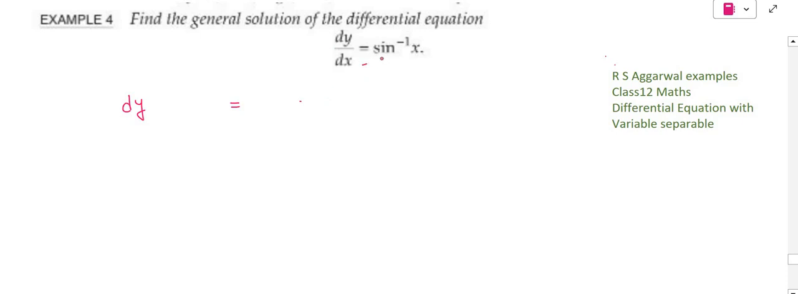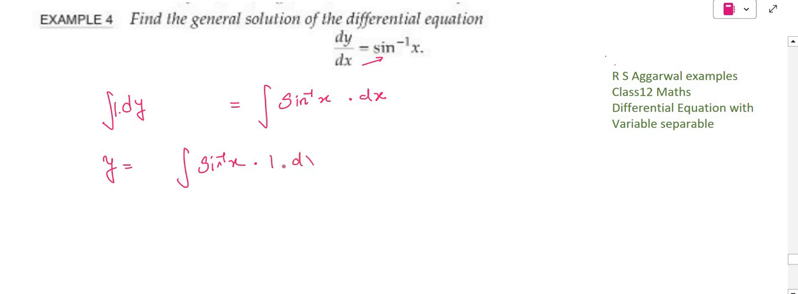So in this question, can I take dx this side? So it will become dy is equal to sine inverse x dx. After this, we can integrate both sides to solve it. Correct? Here there is nothing, I can assume 1. So what is integration of 1? It is y only. So here to integrate sine inverse x, I can take into 1.